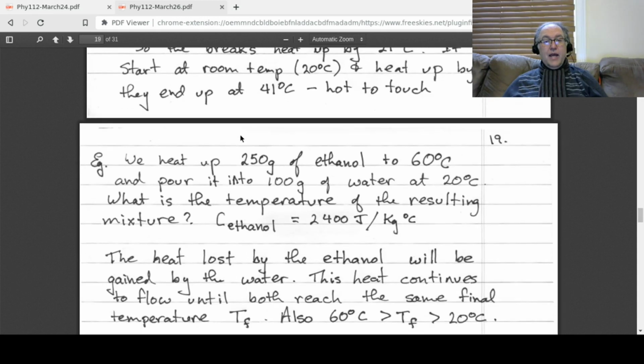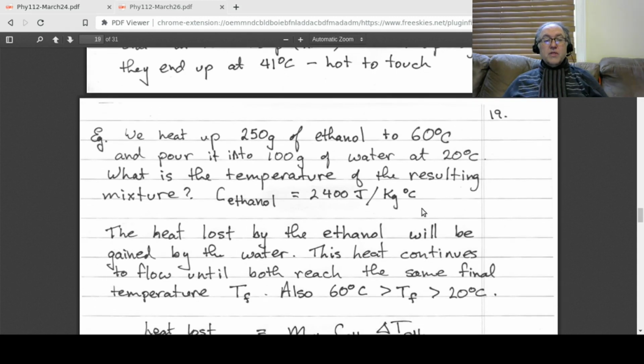Here's a different one. This is kind of interesting. Suppose that we have 250 grams of ethanol, and we heat that ethanol up to 60 degrees Celsius. So we've got, say, a beaker with 250 grams of ethanol heated up to 60 degrees Celsius. And we pour that into 100 grams of water that's at 20 degrees Celsius. The liquids will mix, and they'll come to some final temperature. The final temperature will be lower than the 60, but higher than the 20. So what is that temperature?